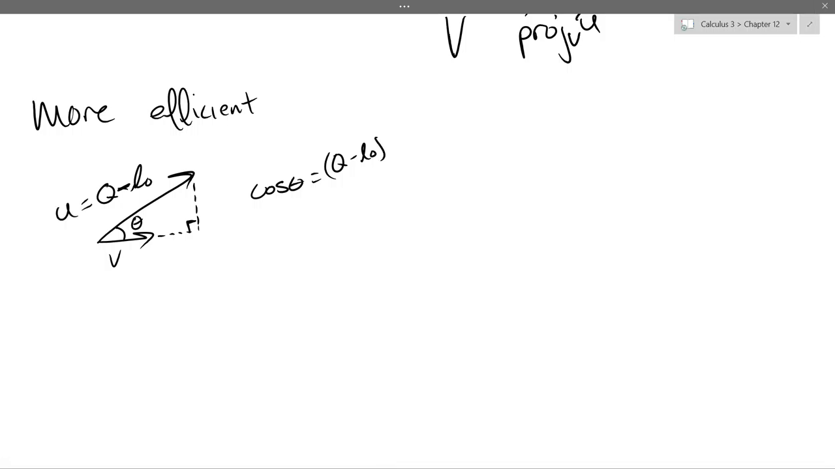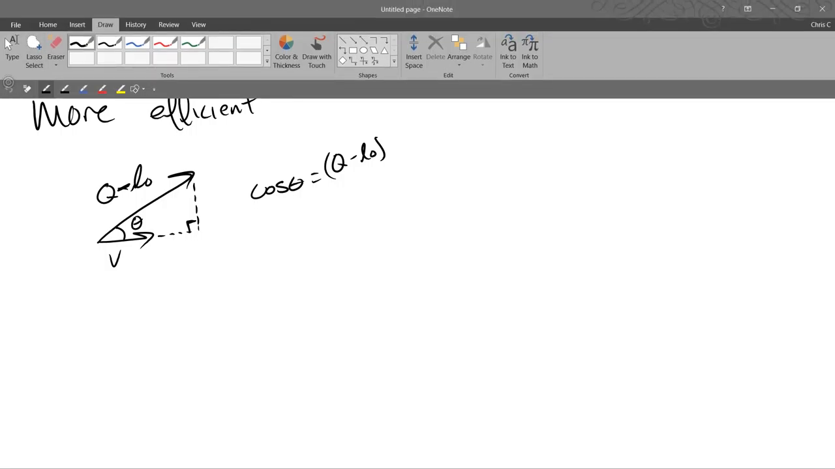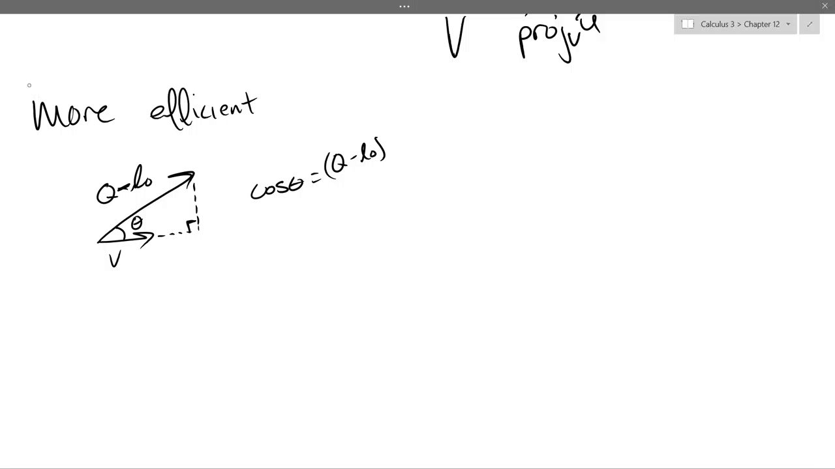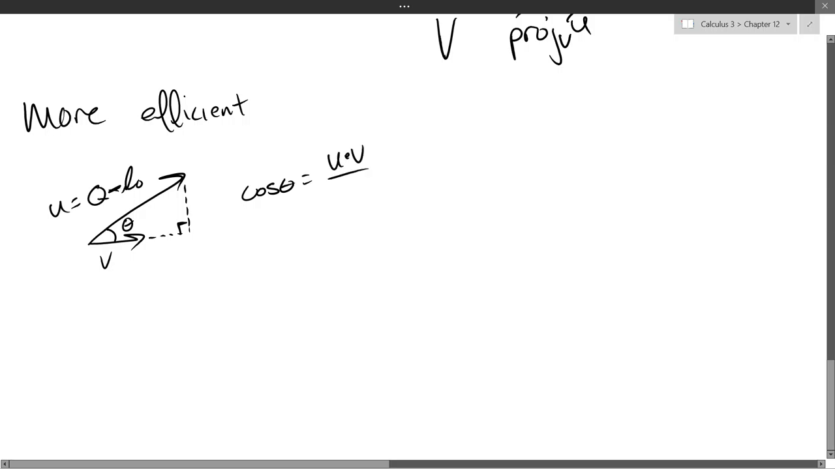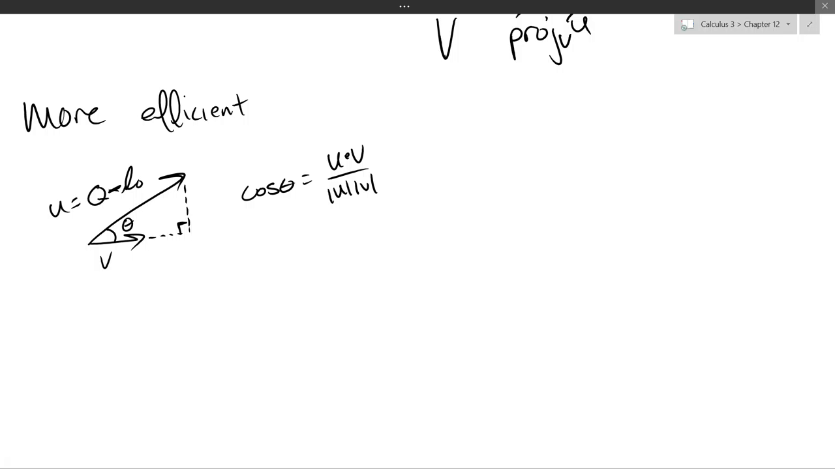So normally it's u dot v over magnitude u magnitude v. In our case, this is going to be q minus L naught. I'm going to use the letter U because it's going to get really ugly if I don't, and we'll just substitute out at the very end. So we'll call that U.